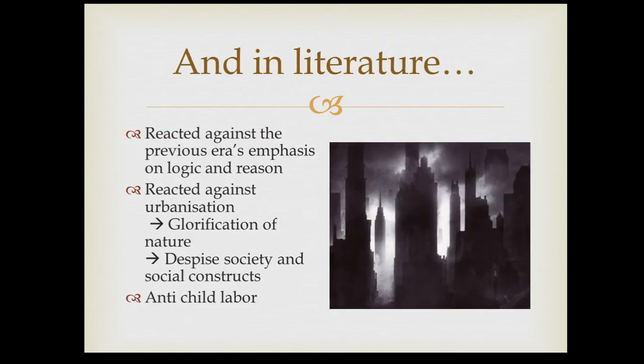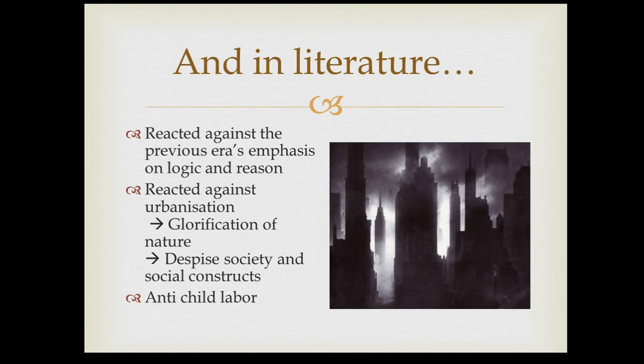So how does this come back in literature? Firstly, we have to make one thing very clear. The previous era, which is the Enlightenment, had an emphasis on logic and reason. Everything had to be logical. Everything had to be able to be documented in a scientific way-ish, and they were a lot more political in the Enlightenment era.